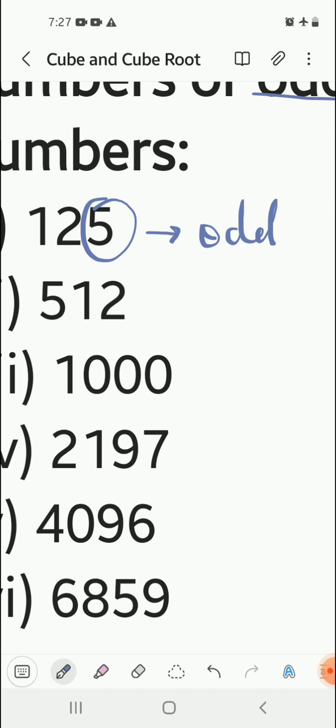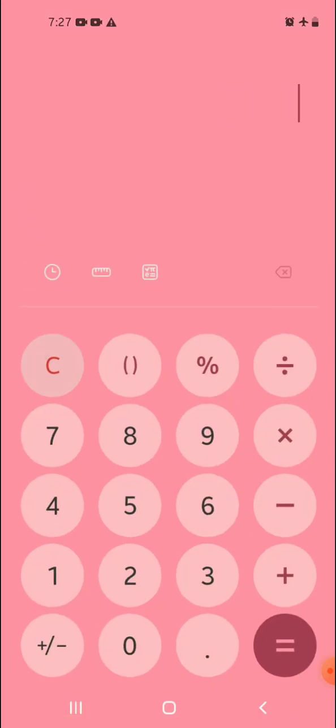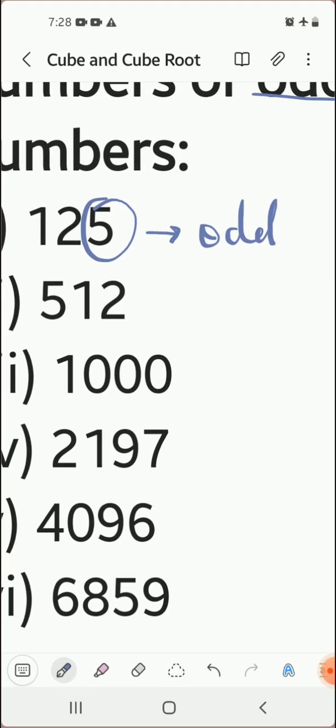So if you find the cube of 125, see, 125 into 125 into 125. See, the number that we have got is 1953125. That is, it ends with 5, which means it's an odd number. Similarly, we'll move to the next question.